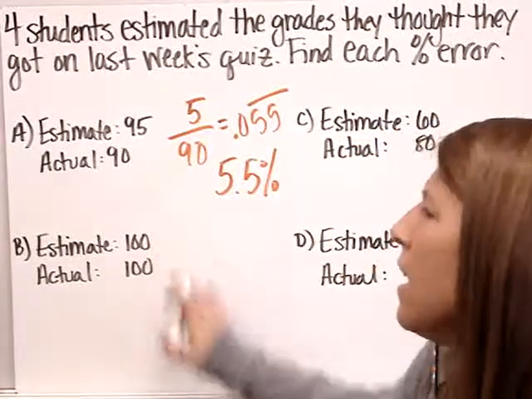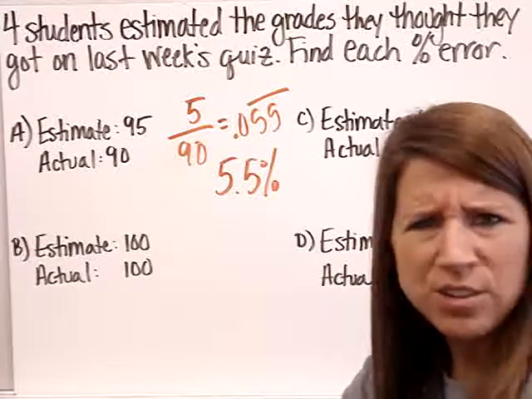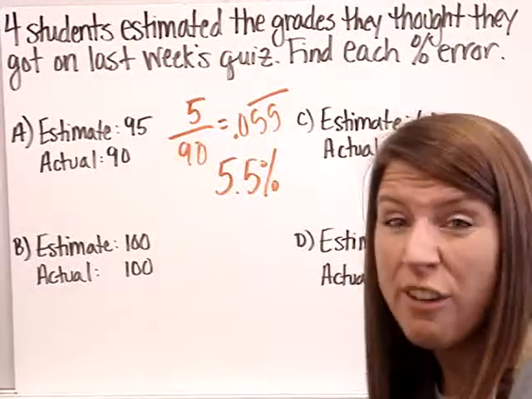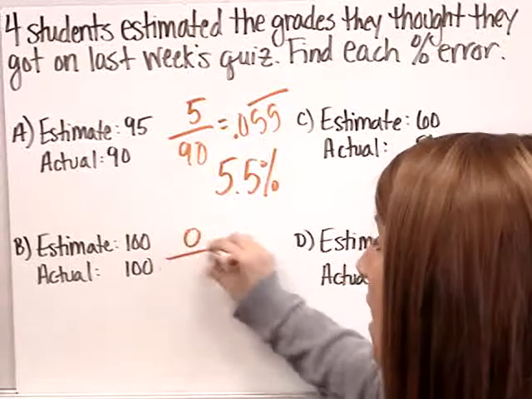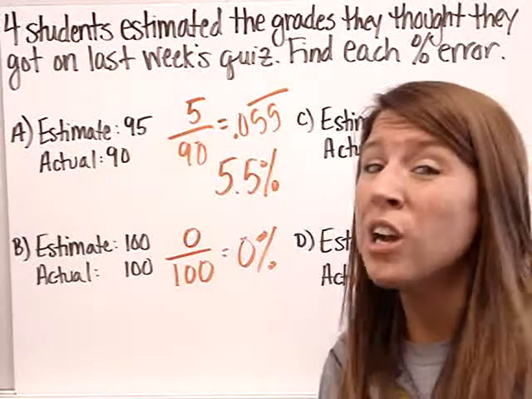Okay? Here, the student estimated that they would get a 100, and they actually got a 100. So they were not off by anything. They were actually exactly right. And we divide that by 100, and that's 0%. So there is no error at all.